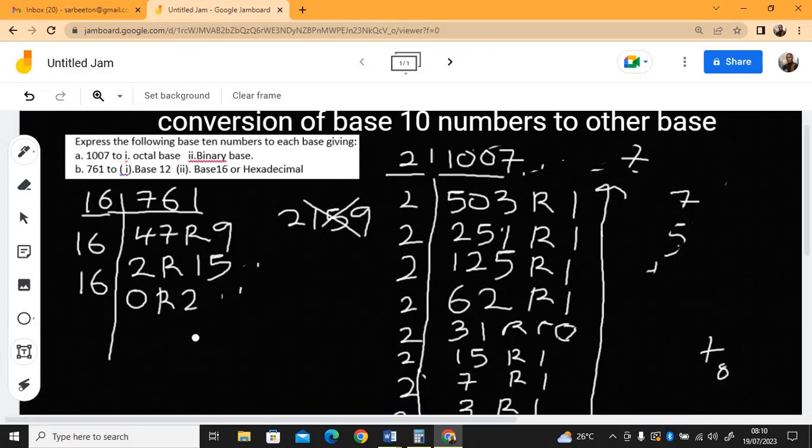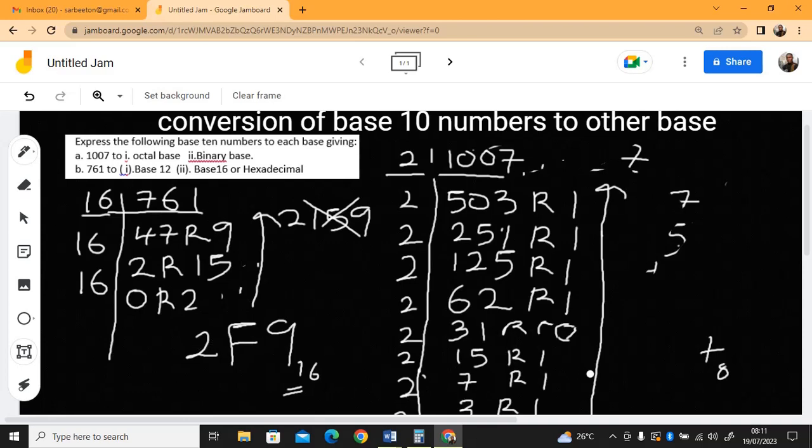So your final answer will be 2, because you are starting from the bottom and moving up, 2, F, then 9. So base 16. When someone writes something like this, you know it's hexadecimal because of the letter in between.